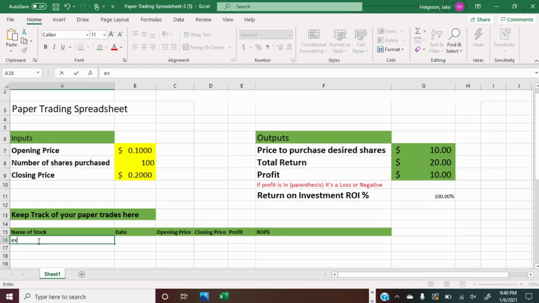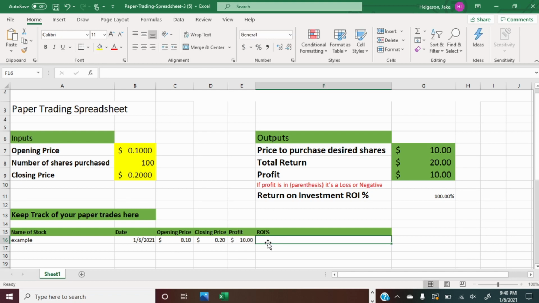So let's key it in here. Example: 1/6/2021. If I key right, okay, the opening price was 10 cents. The closing price 20. We sold at 20 and we made $10 profit. And our return on investment was 100%.